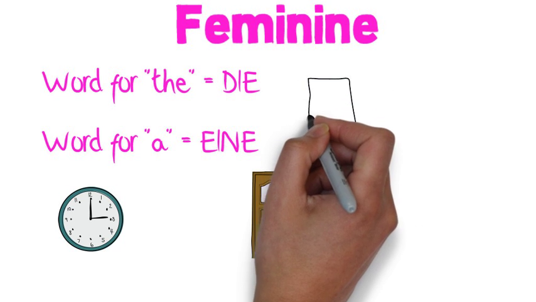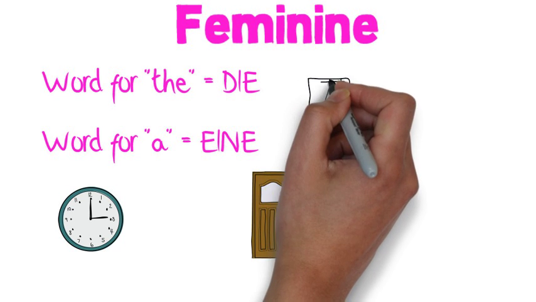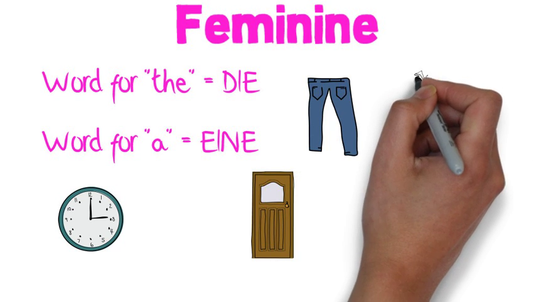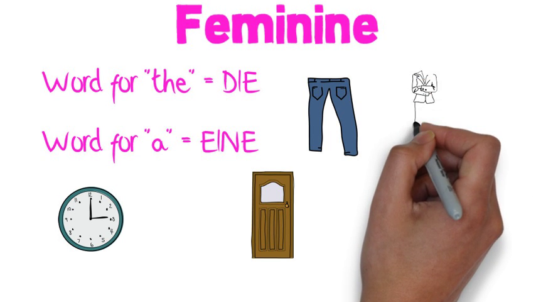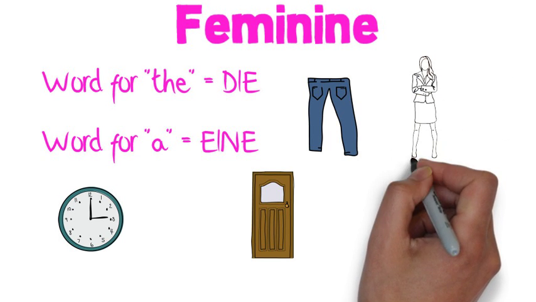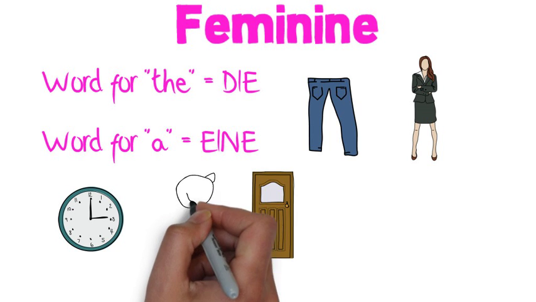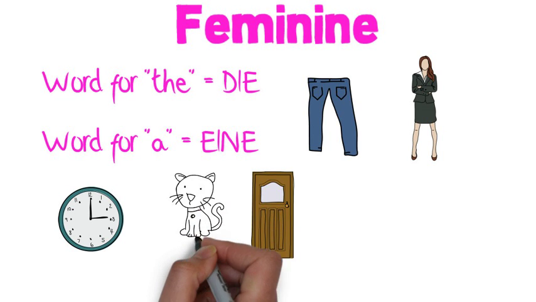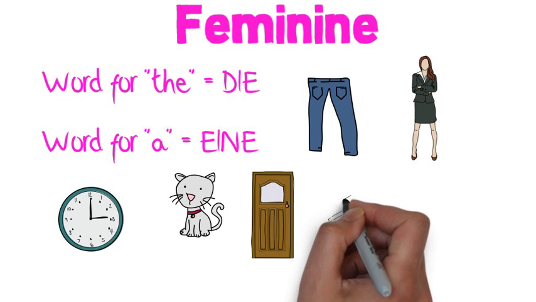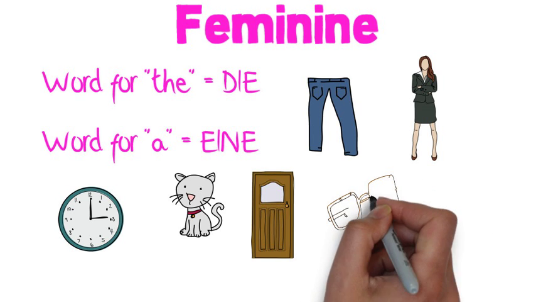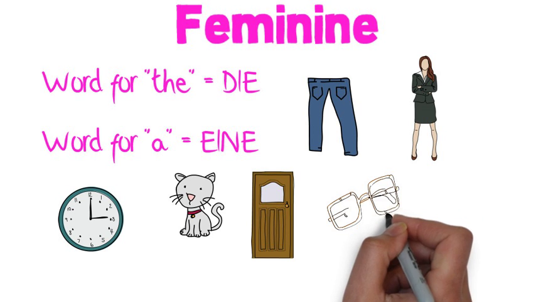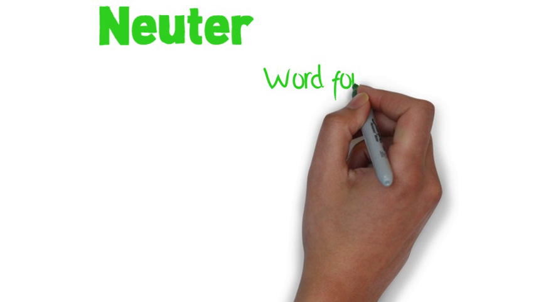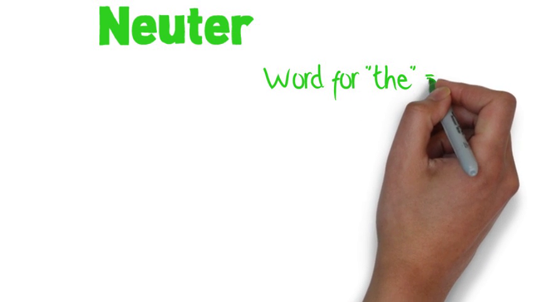Die Tür or eine Tür, die Jeans or eine Jeans, die Frau or eine Frau, die Katze or eine Katze, or die Sonnenbrille and eine Sonnenbrille. Again, notice that the woman is the only thing here that an English speaker would automatically categorize as feminine. But that doesn't actually matter. The other words are feminine in German, so they act the same way.